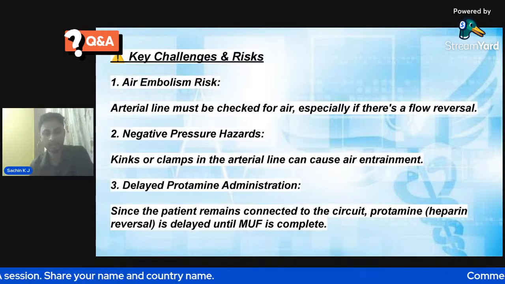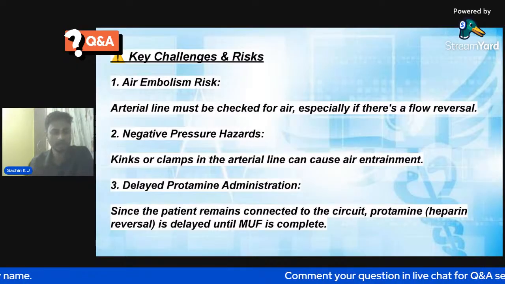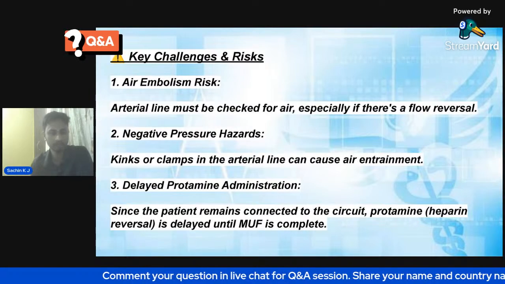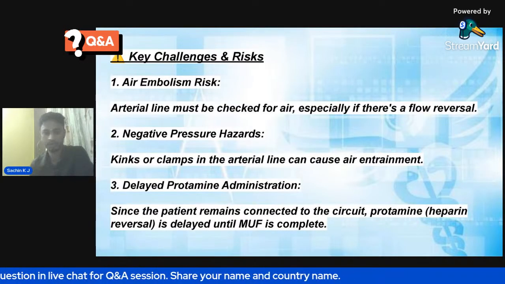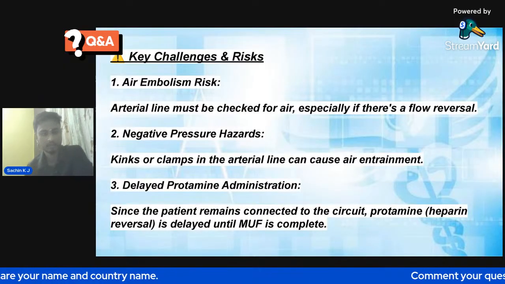Delayed protamine administration. One more thing, if we are doing MUF, the anesthesia side can't administer protamine because the patient remains cannulated. Since the patient remains connected to the circuit, protamine heparin reversal is delayed until MUF is complete. Next one, sir.